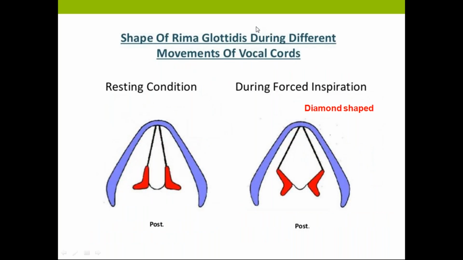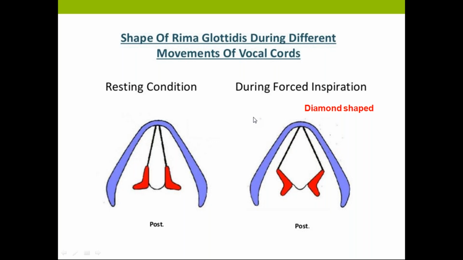Now we'll see the shape of the Rima glottidis during different movements of the vocal cord. The first picture shows the shape of the Rima glottidis in resting position, that is in normal quiet breathing, if you are sitting simply without doing any activity. In this position, the shape of the Rima glottidis is almost pentagonal. The intermembranous part is triangular and the intercartilaginous part is rectangular, so it appears pentagonal in shape.